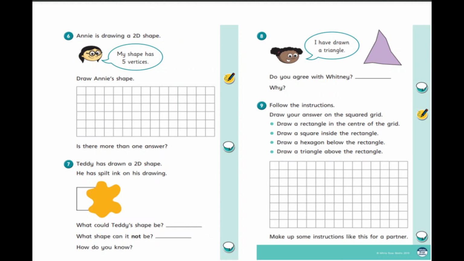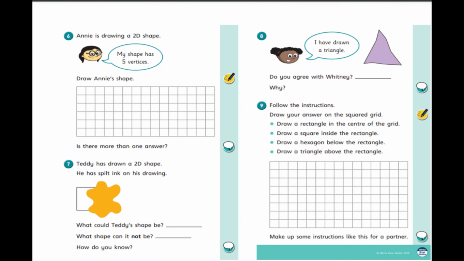This is our silver sheet today. Number 6 says, Annie is drawing a 2D shape. My shape has 5 vertices, so draw Annie's shape using those instructions and detail. Number 7, Teddy has drawn a 2D shape. He has spilt ink on his drawing. What could Teddy's shape be?